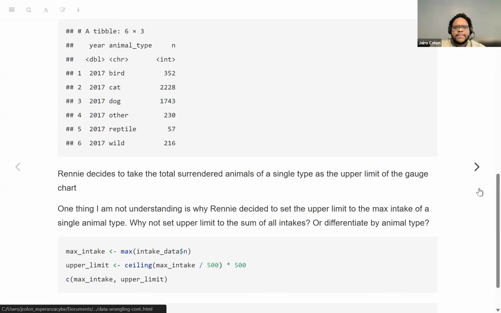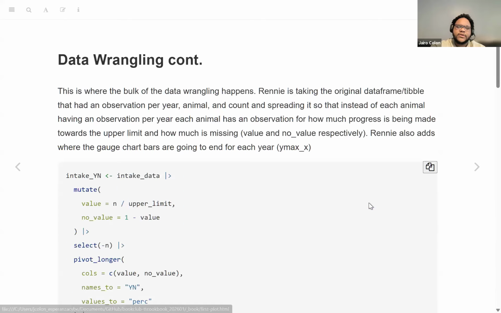Okay, yeah. She does admit that it's a pretty arbitrary decision, and we just need to set some sort of limit since there's no natural upper limit because we don't know the capacity of the shelter. I just don't know why she set that limit to the max number of intakes for the animal type. That's the part that's confusing me. But again, the charts end up looking really nice. She mentioned it was arbitrary, and I'm sure in a different setting she'd probably make a different choice. But let's move on.